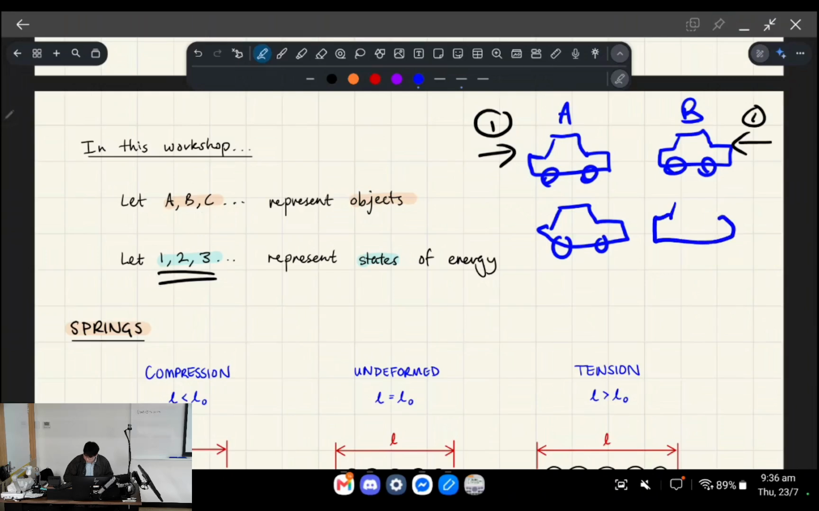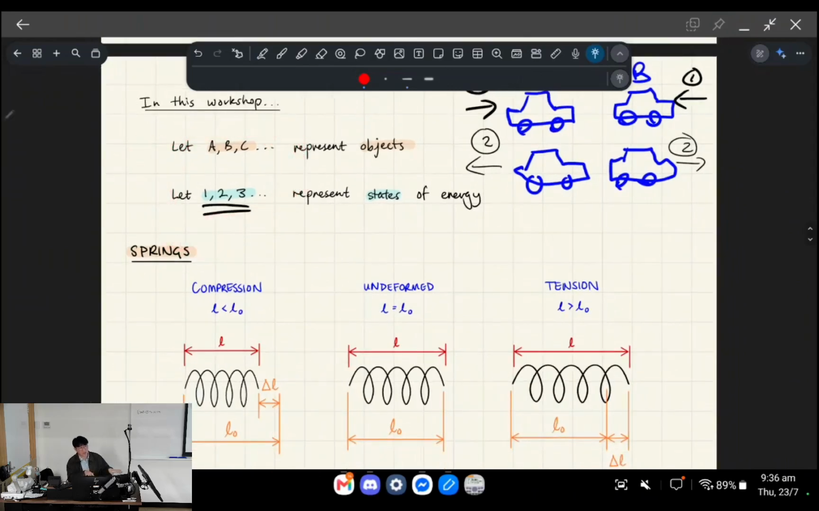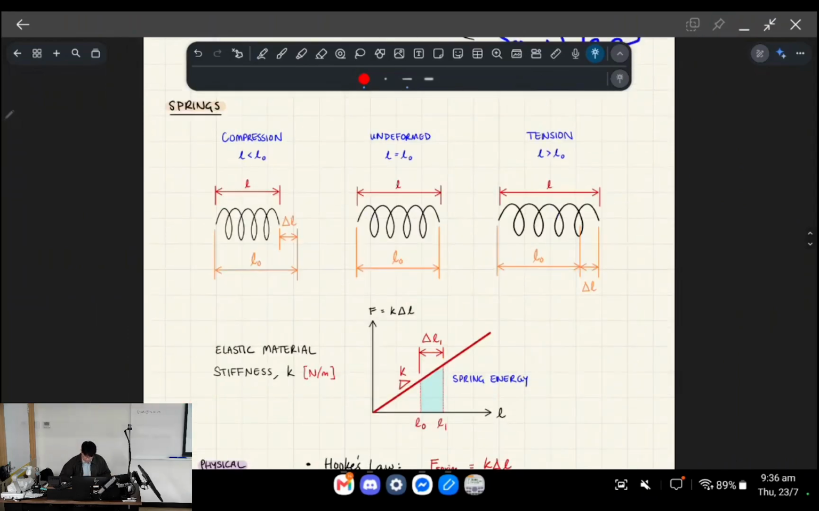So you've got the 2 cars, and now they're going to bounce away from each other. So this is now state 2. Okay, so state just refers to different points in time or different points of energy. You can think of it either way. Yeah, so that's the notation I'm going to use for the rest of the workshop, the rest of the questions, the rest of the formulas, right? Okay, let's talk about springs.